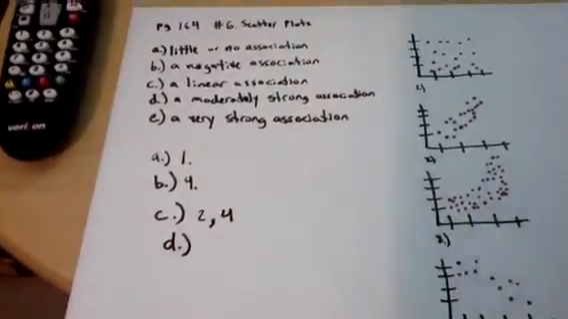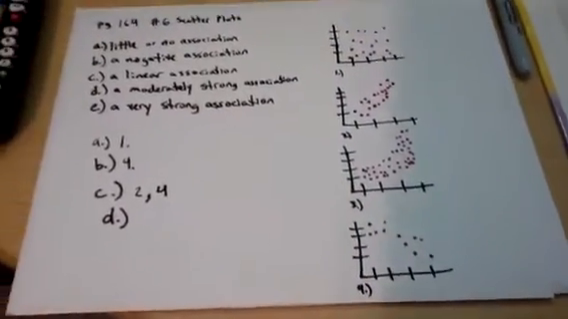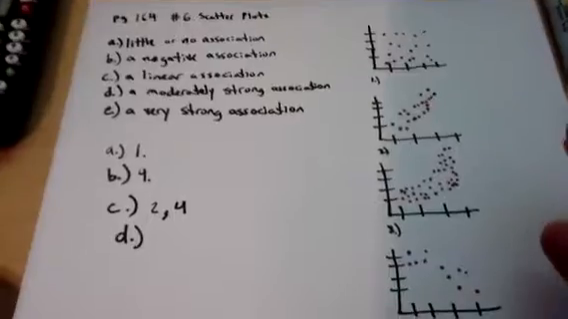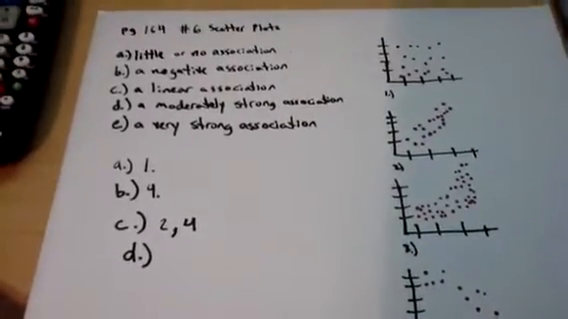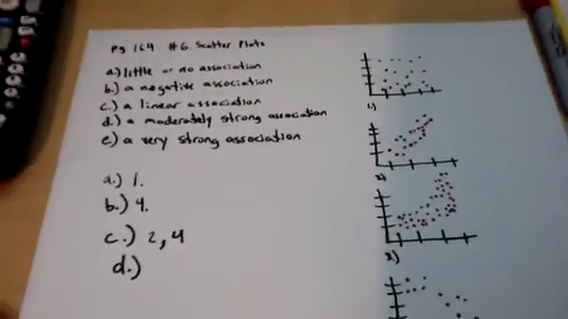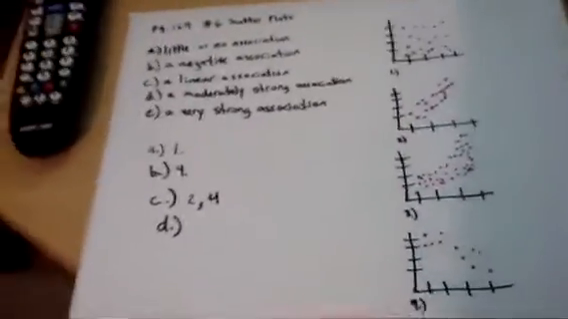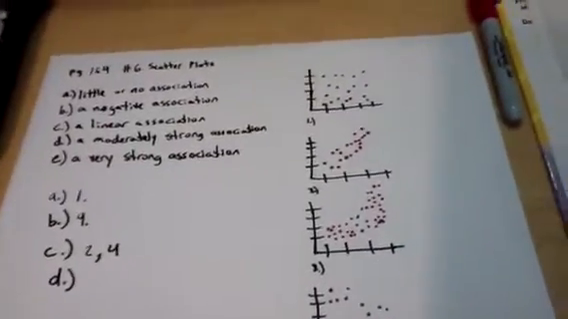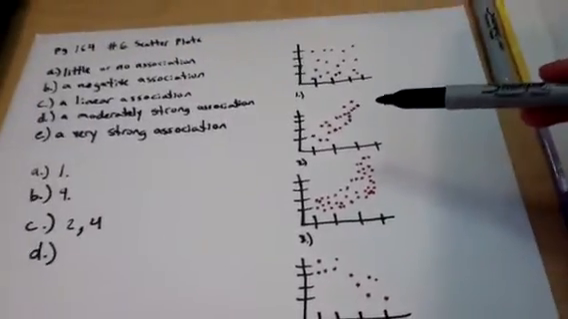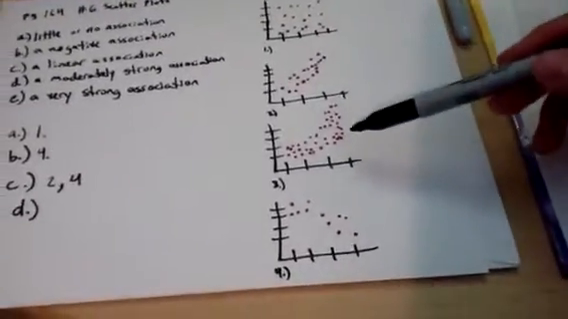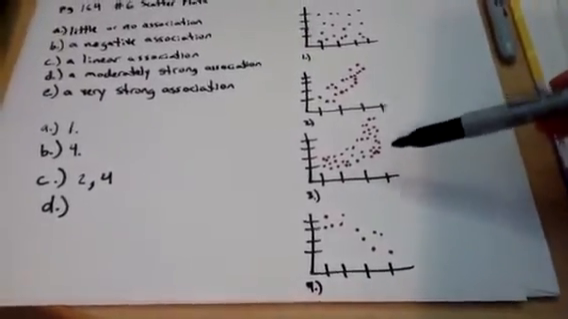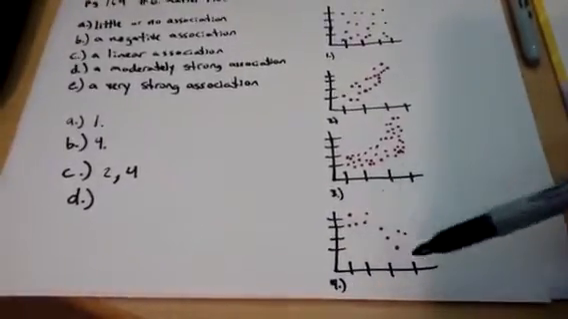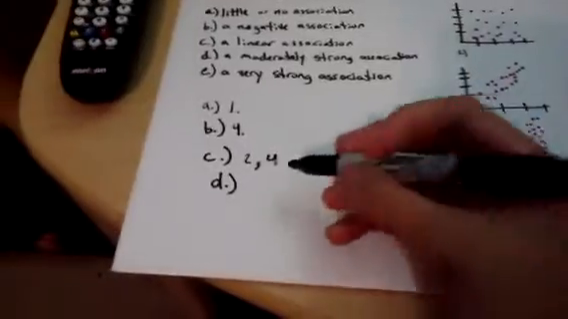Okay, letter D, a moderately strong association. What that basically means is that the points surround each other and they're not scattered too much, and they basically have a pattern and a good form. So a moderately strong association is present in this scatter plot, and you could say this one too, because you could see a line forming here. So D would be 2, 3, and 4.